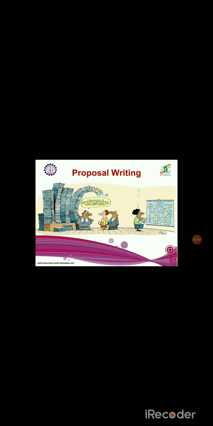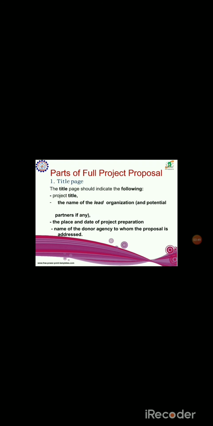Now we are going to see how to prepare a project proposal step by step. The first part of the project proposal is the title page. The title page should indicate the following things. One is the project title and the lead organization you are going to submit. Then if you have any partners in your proposal, you can add them also.